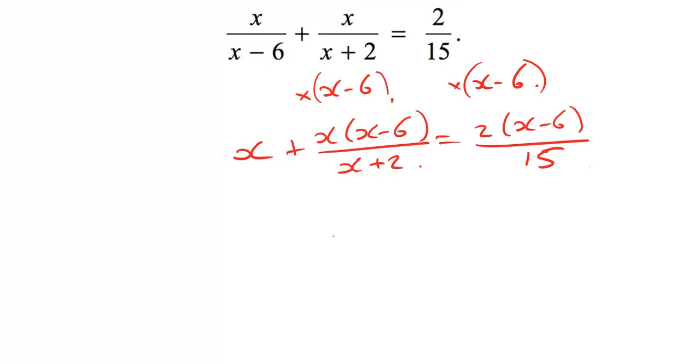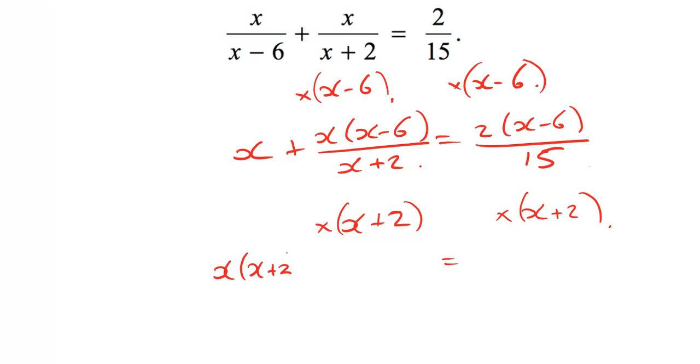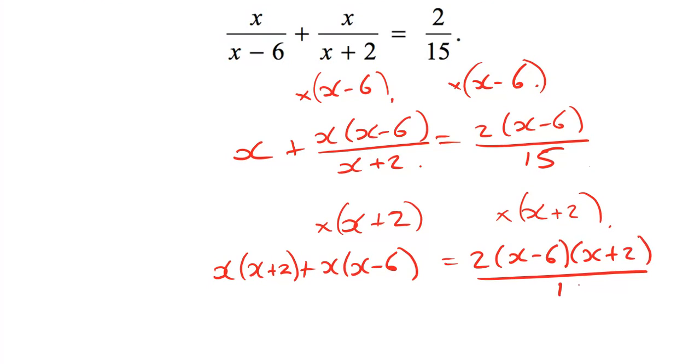Now let's do the same thing again, but this time we're going to multiply by x plus 2. So if we multiply both sides by x plus 2, we'll have x timesing by x plus 2. In that fraction, we're going to cancel out the denominator. So we're just left with x, that bracket, x minus 6. And then on this right-hand side, we're now timesing that numerator by x plus 2 as well. And we have cleared the second fraction.